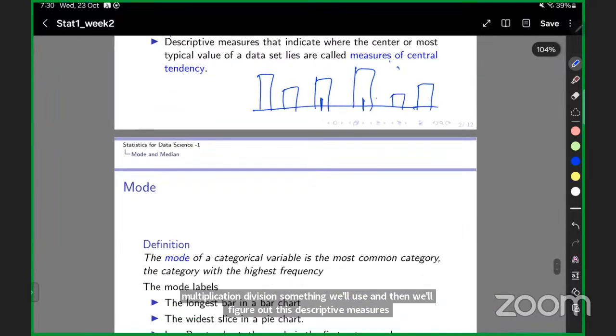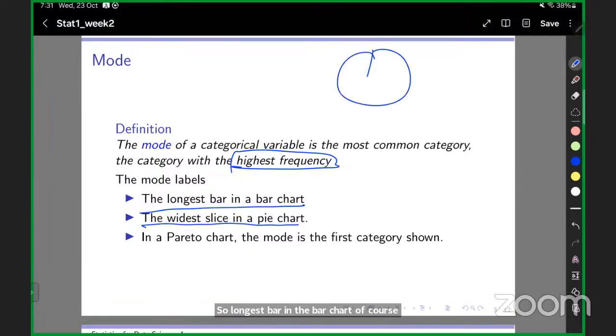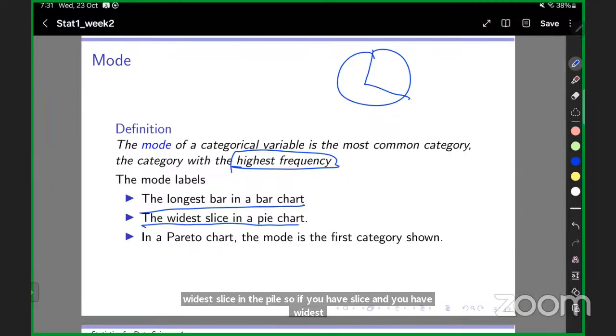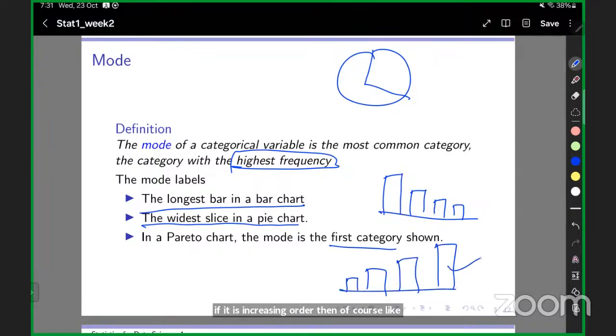So first is very simple. First is mode. In mode, we just take the category with the highest frequency. Which category has the highest frequency, we pick that, and that's the mode. So it is the longest bar in the bar chart, and of course the widest slice in the pie chart. If it's a Pareto chart, then generally the first category, since it is taken in decreasing order. If it is in increasing order, then the last bar will become the mode. It's very easy. You just have to pick the highest frequency.